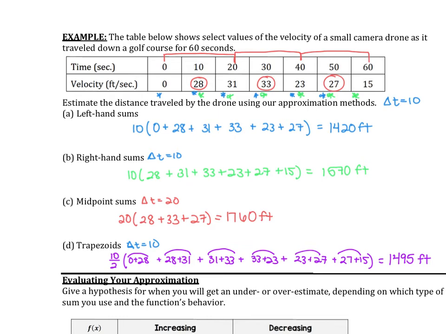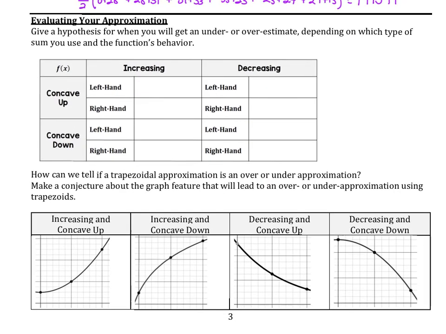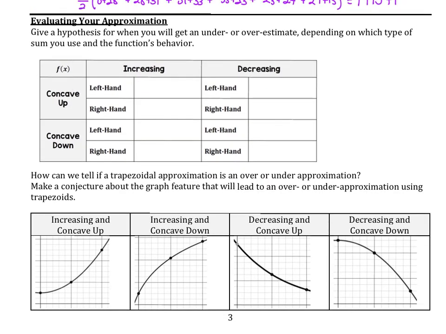How are we doing so far? Okay, well, there is a way to determine whether our approximation will be an overestimate or an underestimate. And it all depends on what we're given or what we're looking for. So this says give a hypothesis for when you will get an under or overestimate, depending on which type of sum you use and the function's behavior. So I want you to take a second and think about what it means to be concave up and increasing, concave up and decreasing, concave down increasing, concave down decreasing. Maybe draw for yourself a picture.